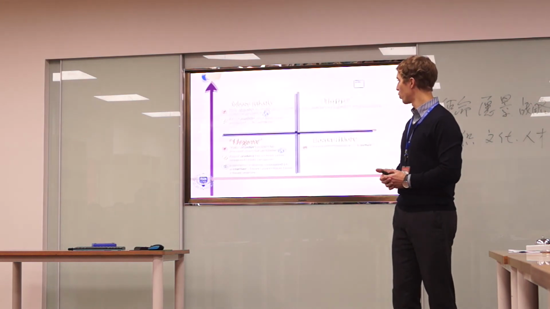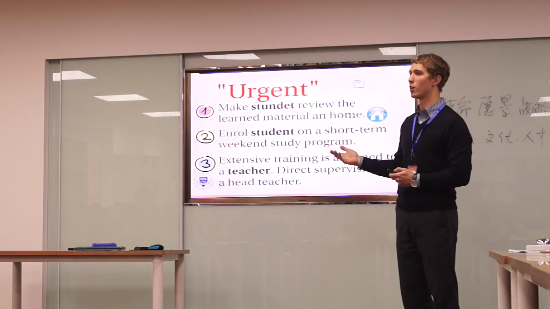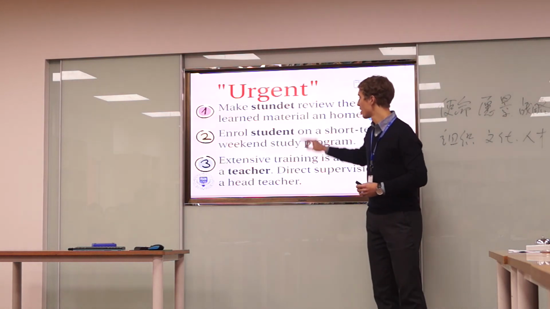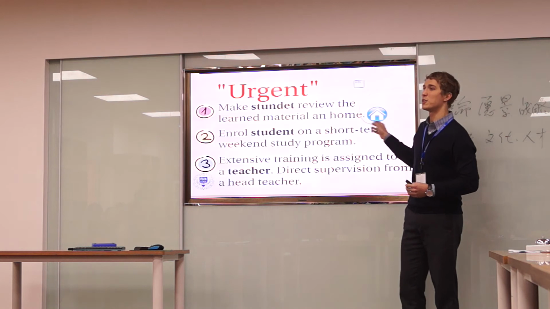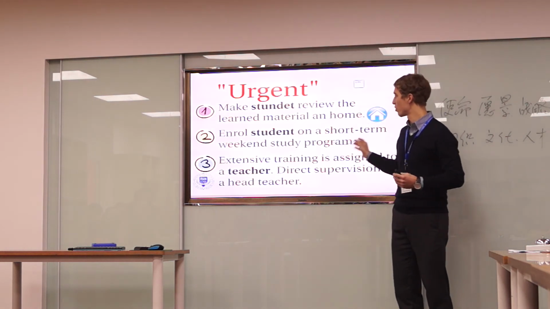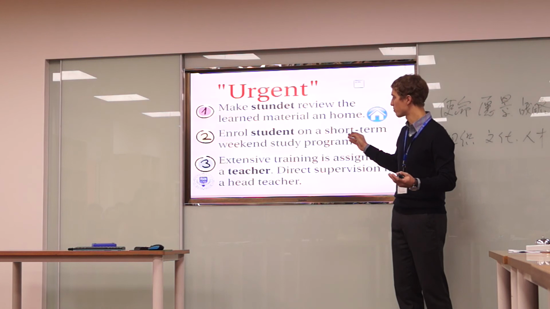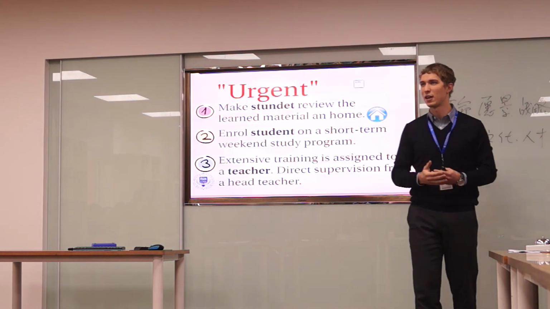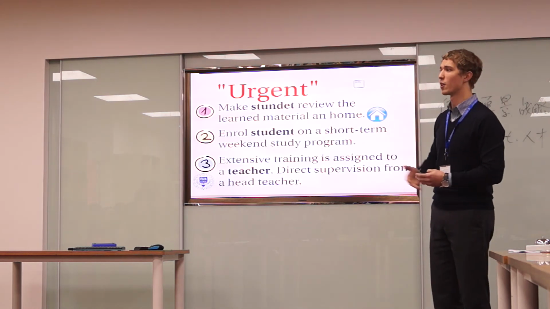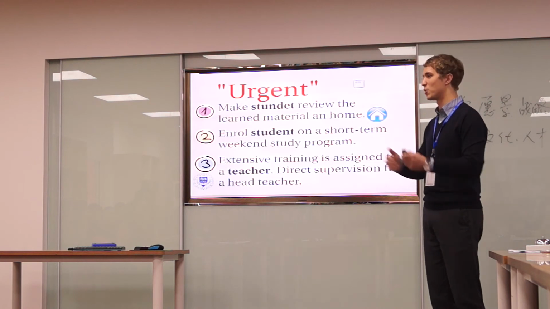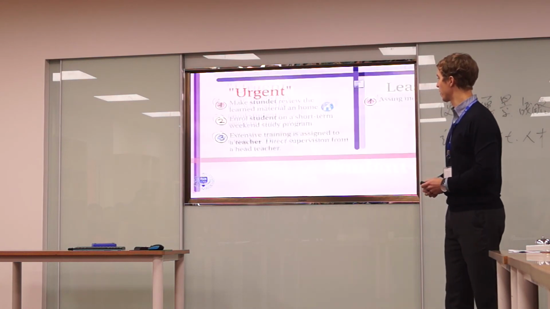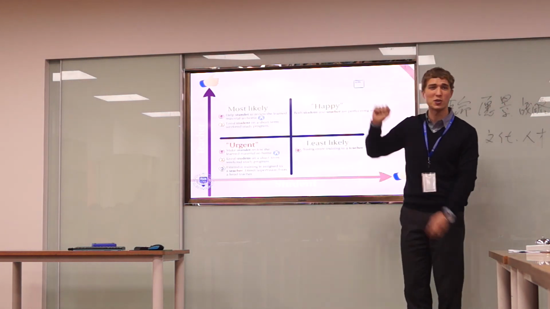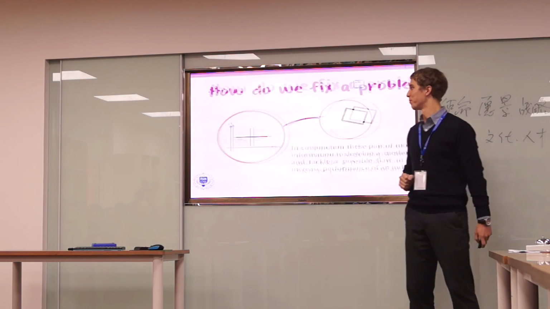Now, urgent is when students are not doing well and teachers are not doing well. What do we do here? Here we make the same decisions for the students. We send some materials home to review. We enroll them in the weekend study program, but we also assign teachers to our very extensive training program, because not only the students are doing badly, but teachers as well. This is how we try to fix the problem. So we evaluate where teachers are, where students are, and we try to fix the problem.